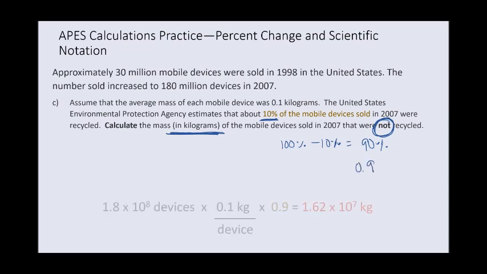So let's see how to set this up. So I've got 1.8 times 10 to the 8 devices, because I know I'm looking at the 2007 number. I know how many kilograms are in each device from the question here, 0.1. And then I also know from making sure that I'm reading correctly that I'm looking at the 90% that did not get recycled. So I'm going to multiply that by 0.9. And that gives me 1.62 times 10 to the 7 kilograms. Because, of course, devices cancel out. And then I've got all of that.